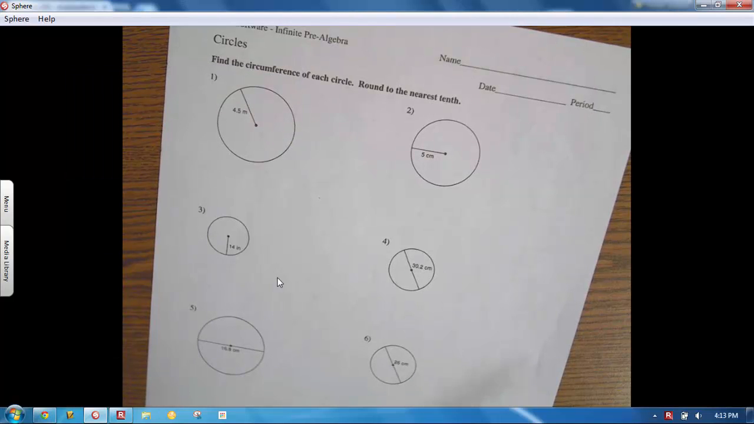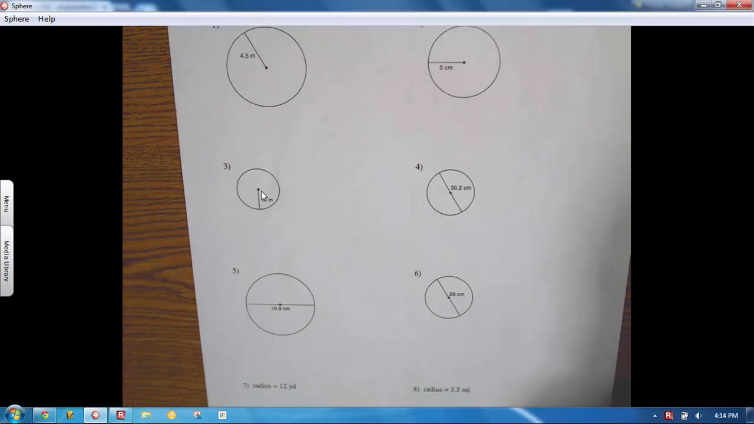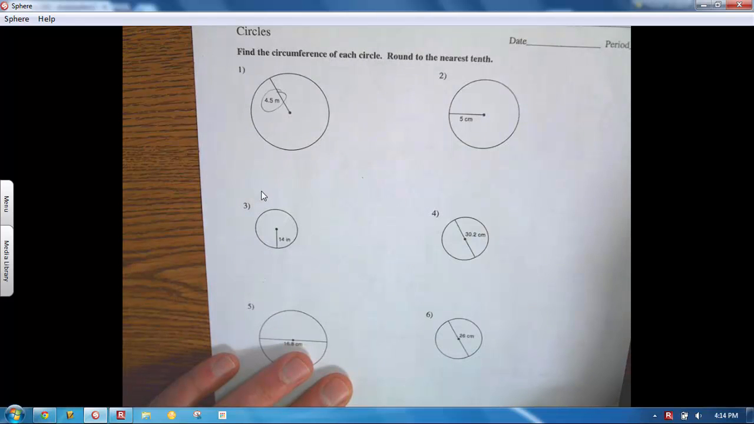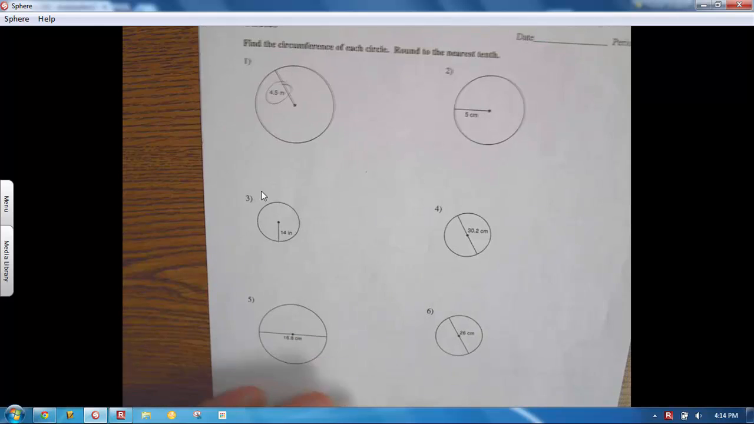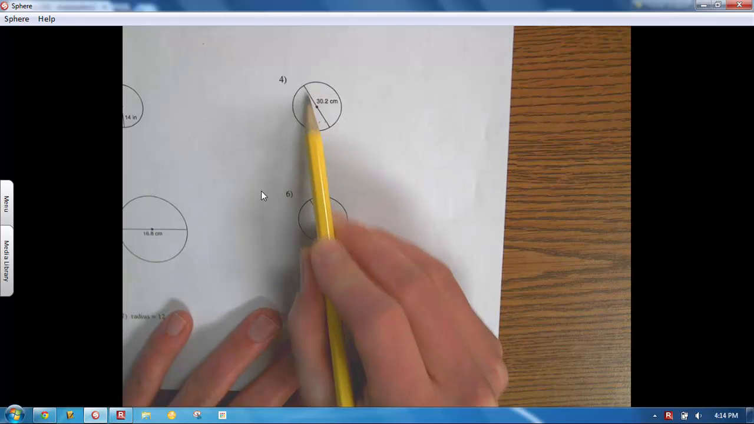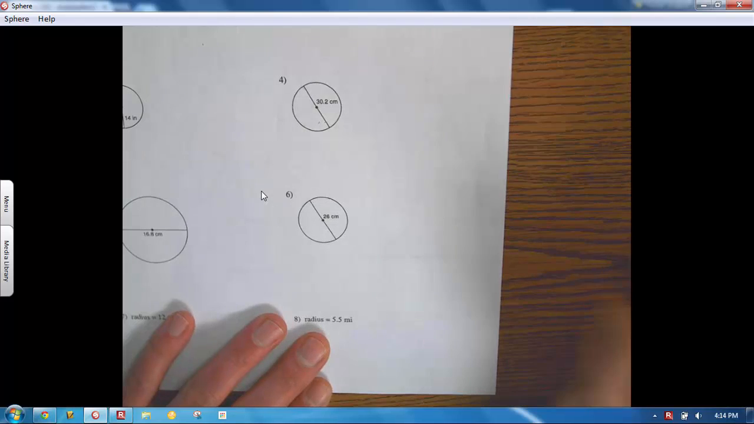Hey guys, we're going to do a quick lesson here on circumference. There's two different situations where we need to find circumference. The first one is like number 1 up here, where we have just the radius, which is halfway across the circle. And then the other one is like number 4 here, where we have the diameter, which is the entire way across the circle. So two different ways to do these.